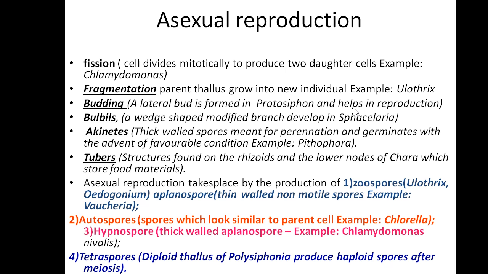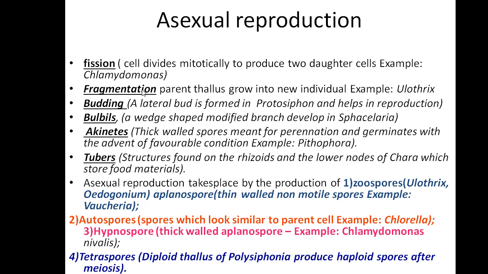Next, I am coming to reproduction in algae. There are two types: asexual reproduction and sexual reproduction. Asexual reproduction is something you have studied in your lower classes last year. The first one is binary fission. The parent cell is divided into two daughter cells through cell division, which is called fission. In this type the cell divides mitotically to produce daughter cells, as in Chlamydomonas.